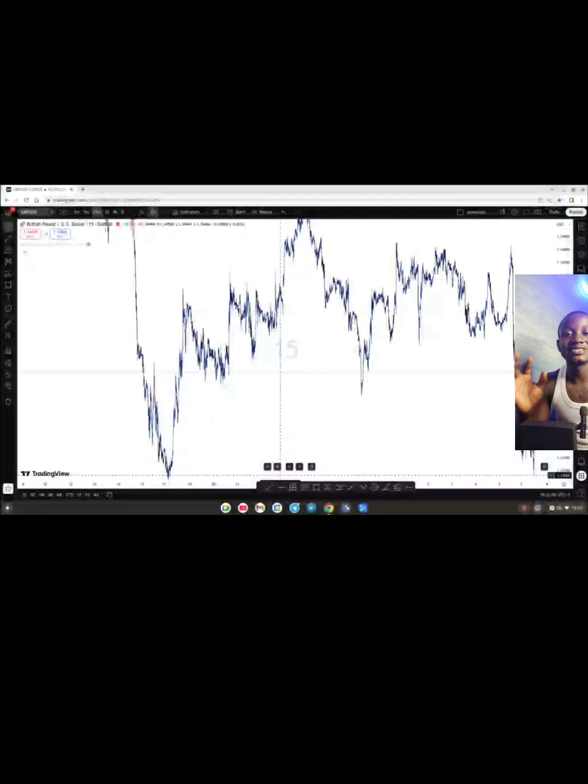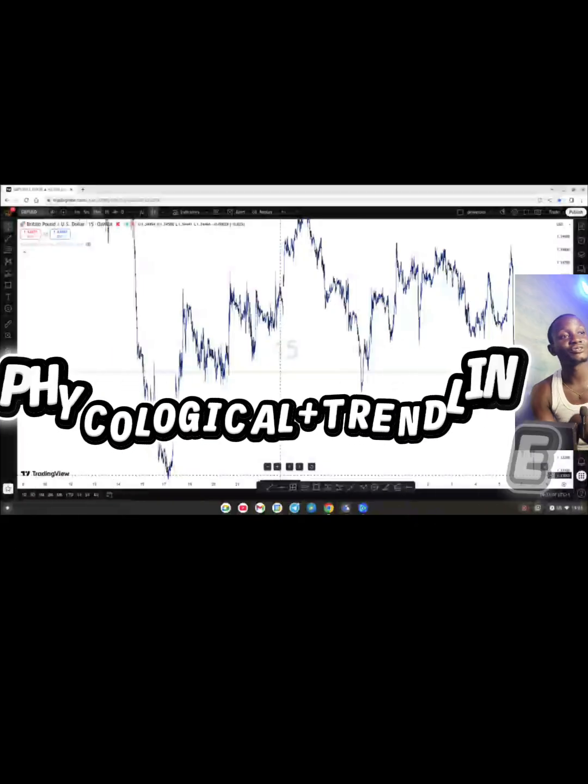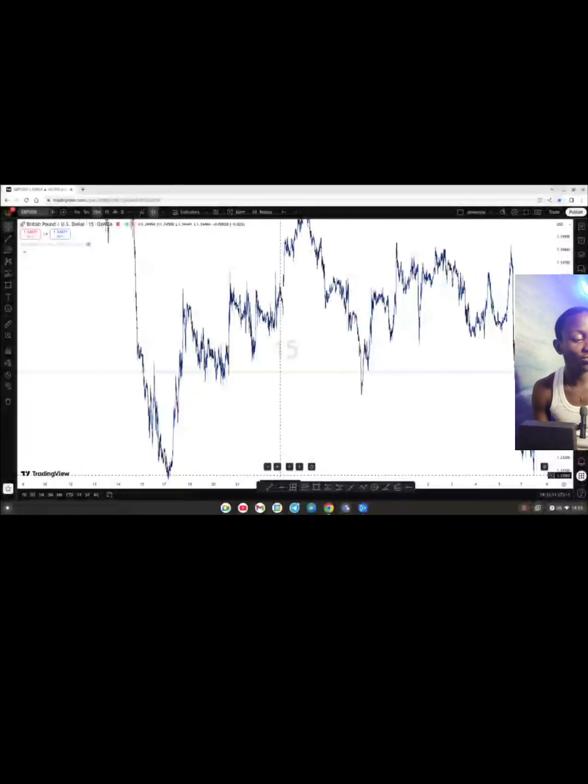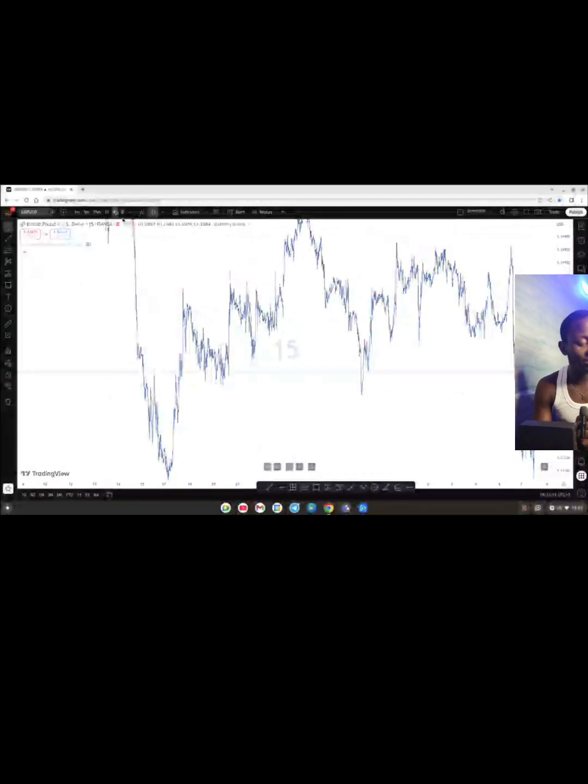Let me do this analysis. The strategy we are going to be using is psychological plus trend line. Write it down: psychological plus trend line. That is what we are going to be using. This strategy is very simple, a layman strategy, even on the 4 hours time frame, for a perfect look of the chart. Let's take a look at the chart.